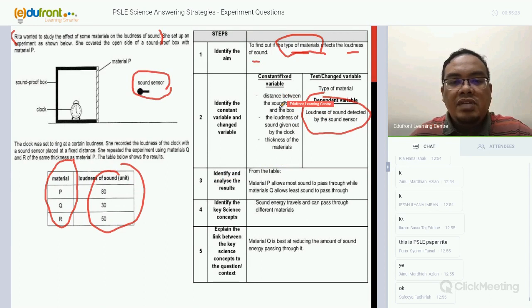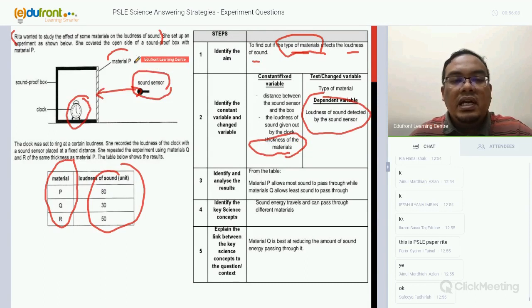Okay, and then the fixed variable is the distance between the sound sensor and the box, right? So it must be the fixed distance. It must be fixed. If not, it will not be reflected, right? The loudness of the sound given out by the clock, the clock also must be the same, because you are not testing different types of clock. Remember, you are testing the different types of material, right? So the sound given out by the clock must be consistent for all the different materials. And the thickness of the material must also be the same.